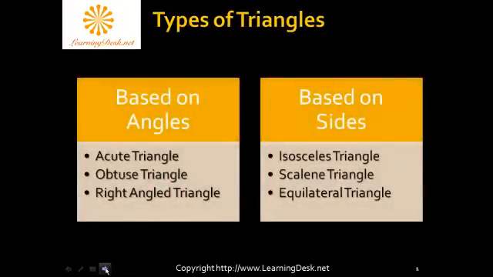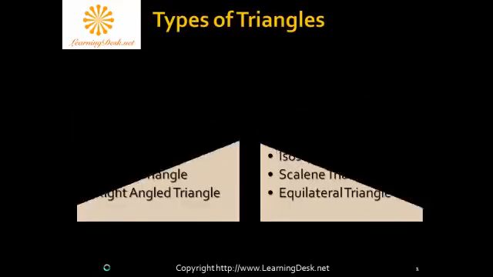Yeah, there are different types of triangles, and typically they are based on two different properties of triangles. One is based on the angles, and the other is based on the sides. So there are three types to each. The triangles based on angles are acute, obtuse, and right-angled triangles, whereas those based on sides are isosceles, scalene, and equilateral. We will learn about each one of them in the following slides.